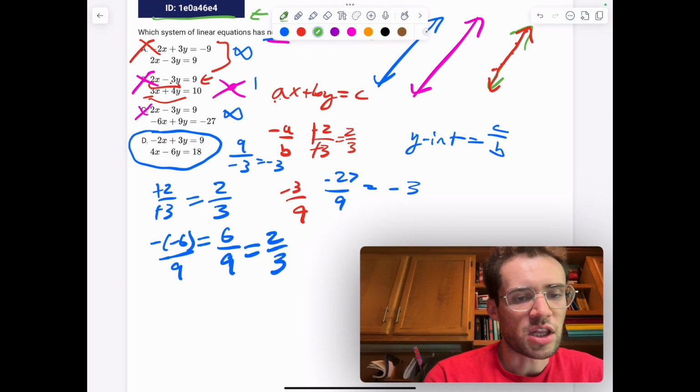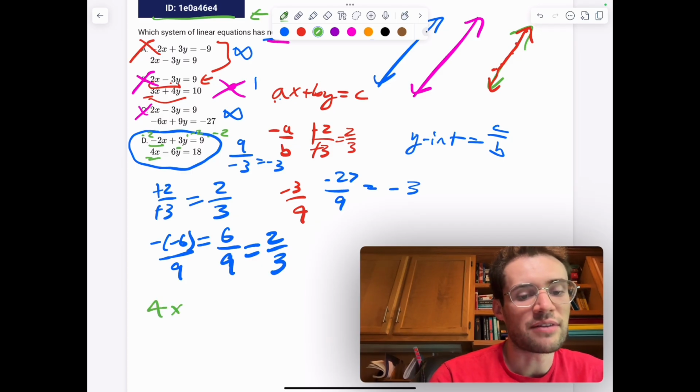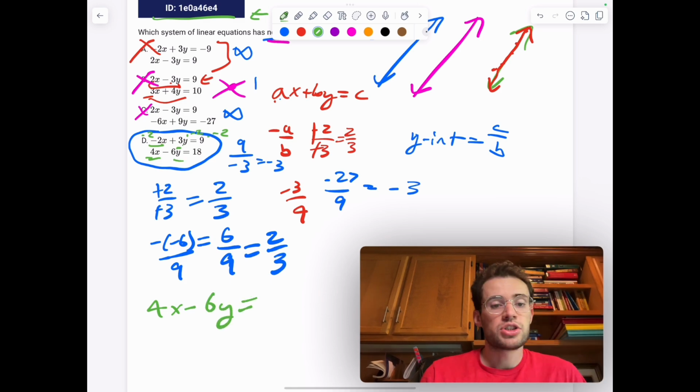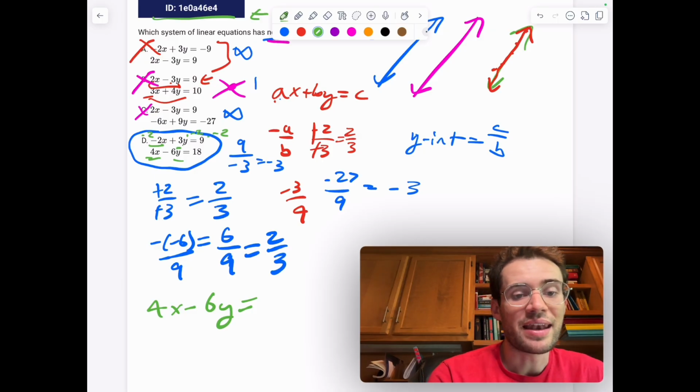So first, let's verify the slopes. If we want to do what we just did, we'd think, okay, what do you have to multiply -2 by to get +4? That'd be -2. So if you multiply every term by -2, what does that give us? It'd be -2 times -2 is +4x, right? That matches. +3 times -2 is -6y. Okay, that also matches. So the left side is the same. It's equivalent if you just multiply everything by -2. And then +9 times -2 would give you -18.